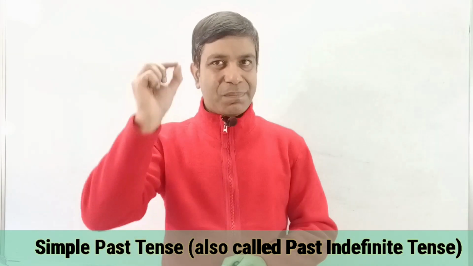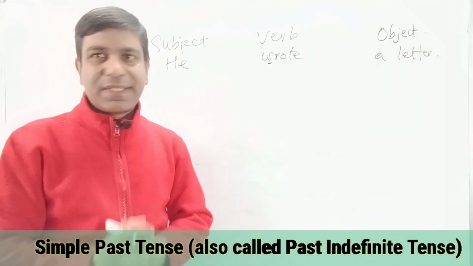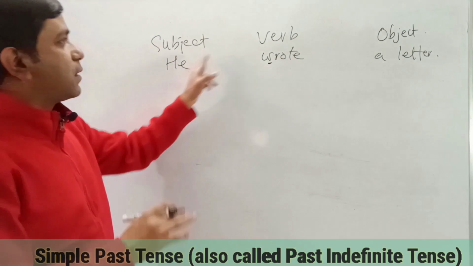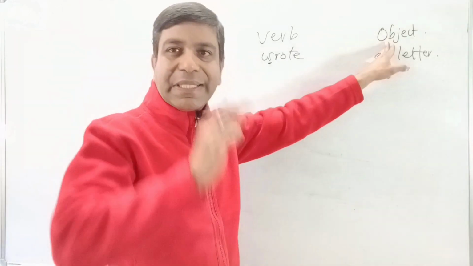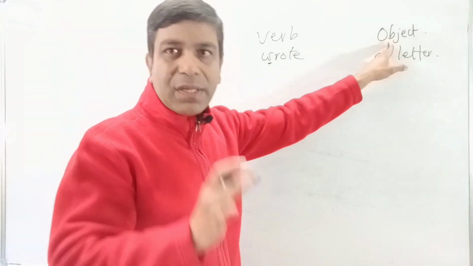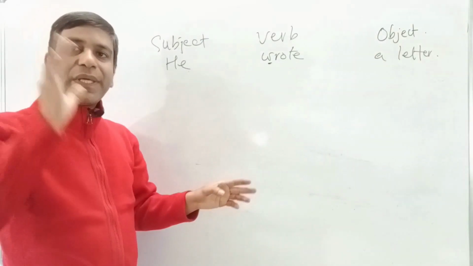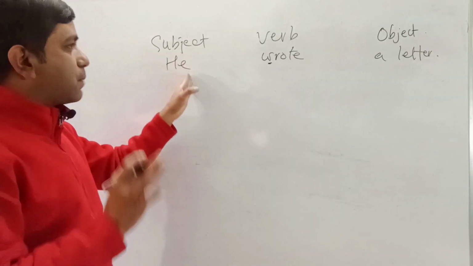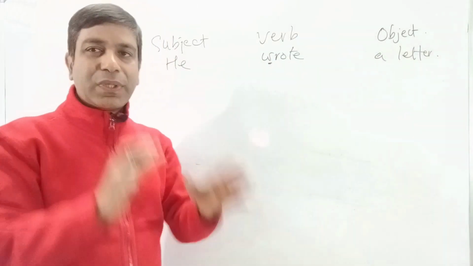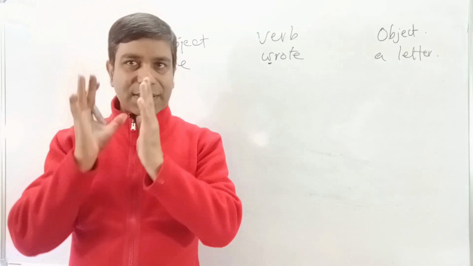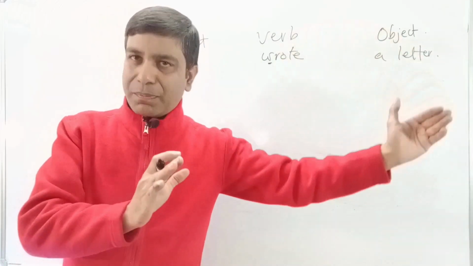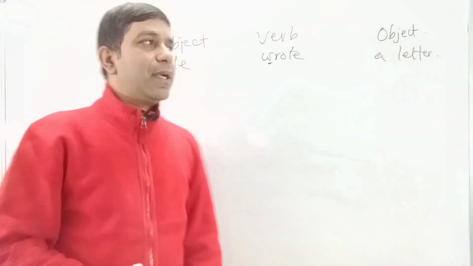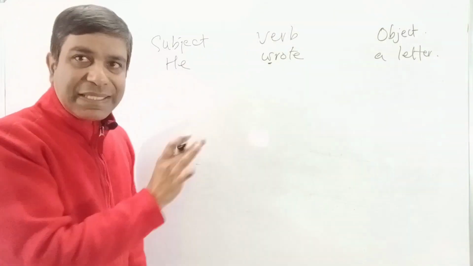Let's start with the first one, simple past tense. Indefinite tense must have a subject, a verb, and an object. Object is optional, it is not always necessary, but a sentence will be incomplete without subject and verb. So in an indefinite tense, there is a subject and there is a verb and there is an object which is optional.